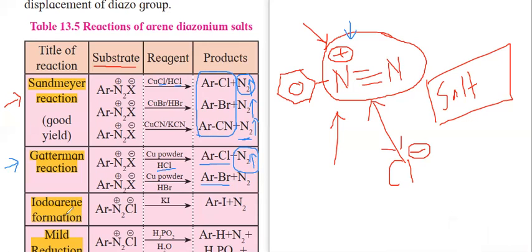Okay, then another one, it is called iodoarene formation. Here it is shown. This is only a single reaction, iodoarene. For that purpose we use potassium iodide.